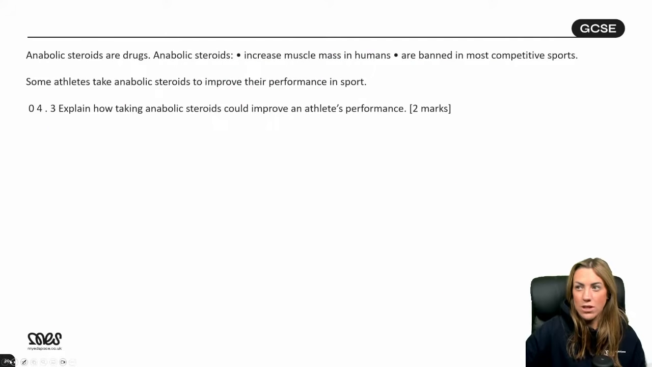Okay, anabolic steroids are drugs. Anabolic steroids increase muscle mass in humans and are banned in most competitive sports. Some athletes take anabolic steroids to improve their performance. Explain how taking anabolic steroids could improve an athlete's performance. Well, it's kind of giving us a clue here, right? They're going to increase muscle mass. We can't just repeat that because it told us that in the question, but we can use that to think about how it might improve their performance.